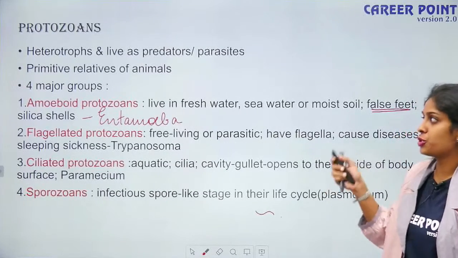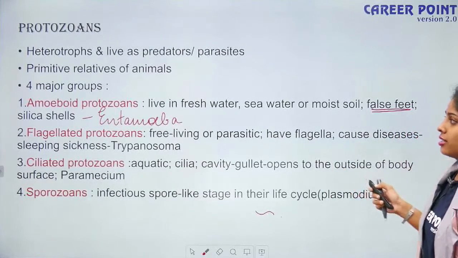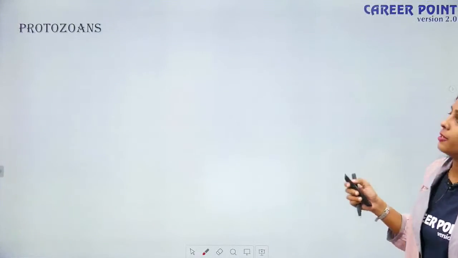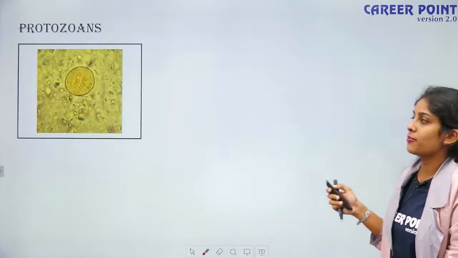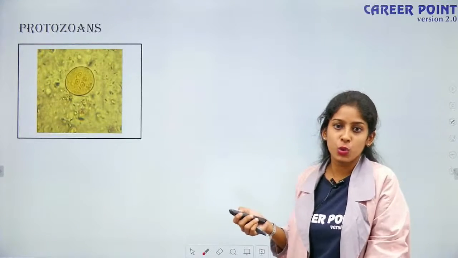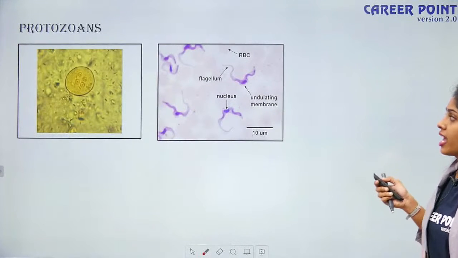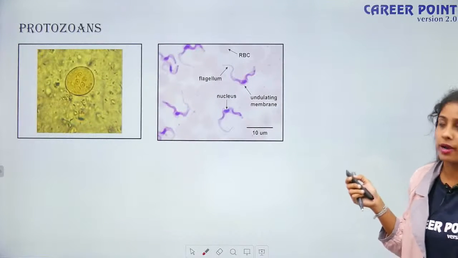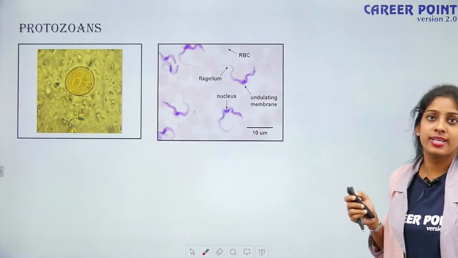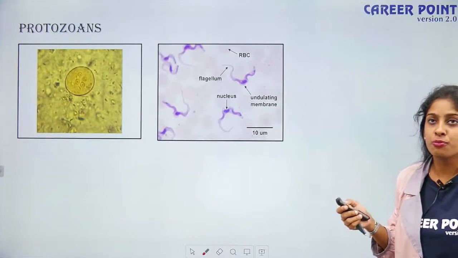Now I have pictures of all these protozoans. Let's quickly look at the pictures. The first one is Entamoeba. These are your amoeboid protozoans, and the next ones are your flagellated ones. The organism I am showing here is Trypanosoma. Can you look at the flagellum that is present? So they are capable of movement.